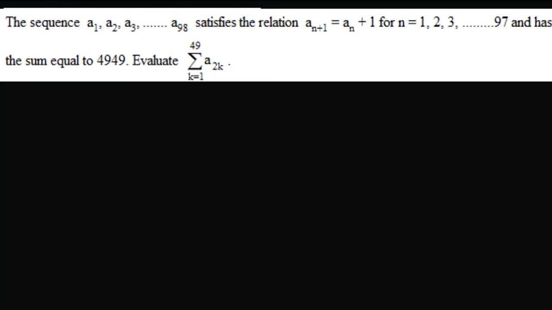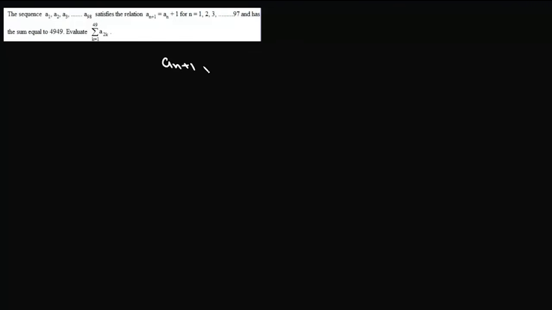Now here the question is, this sequence a1, a2, a3 up to a98 satisfies this relation: a(n+1) minus a(n) is equal to 1. That means it is an AP because the successive difference is constant and it is equal to 1. So the value of d is 1, and its sum is equal to 4949. So the sum of these 98 terms is 4949.